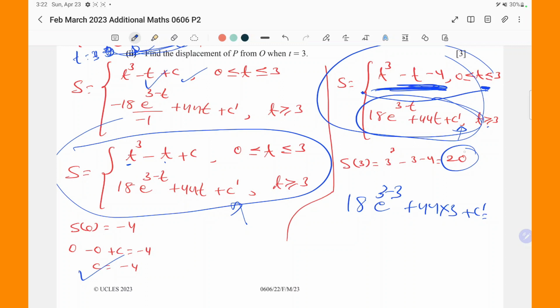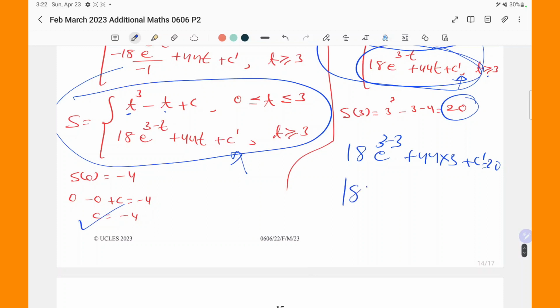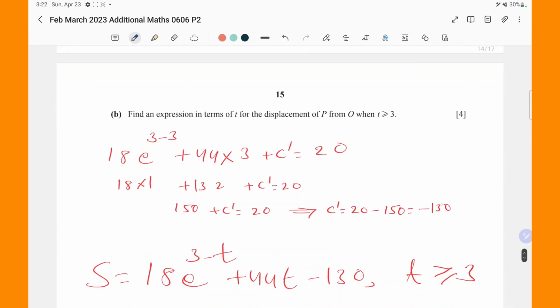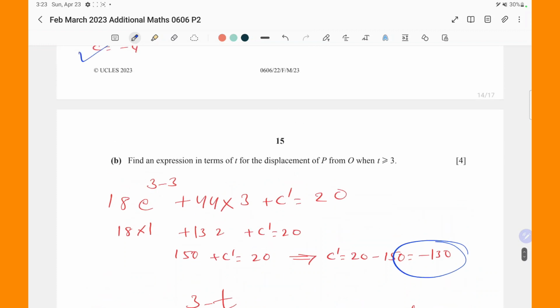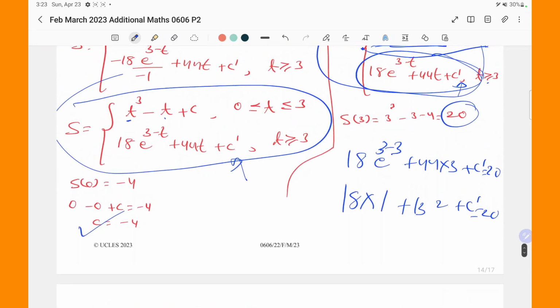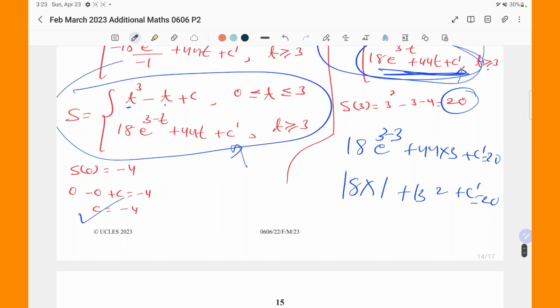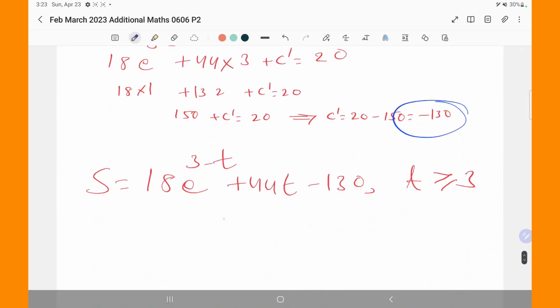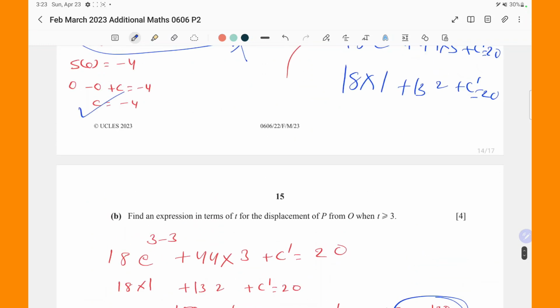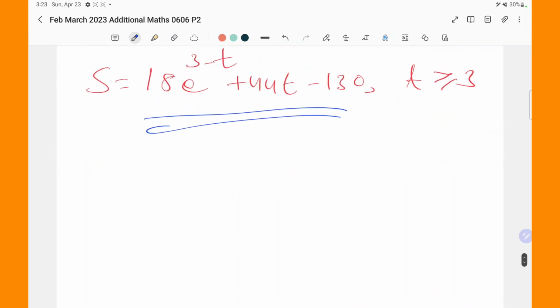But when time was 3, the displacement was already 20. So 18 times e to the power 0, which is 1, plus 132 plus c dash equals 20. I think I found it below, yeah, here. So c dash is minus 130. So this part will be 18e^(3 − t) + 44t − 130. So what we needed was an expression in terms of t for the displacement when time is greater than 3. That's what we found.